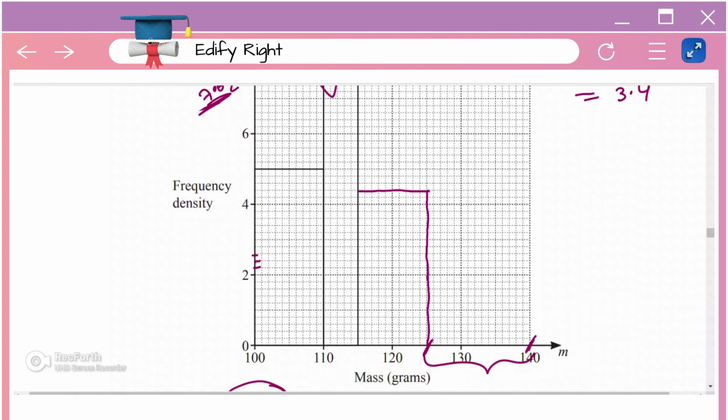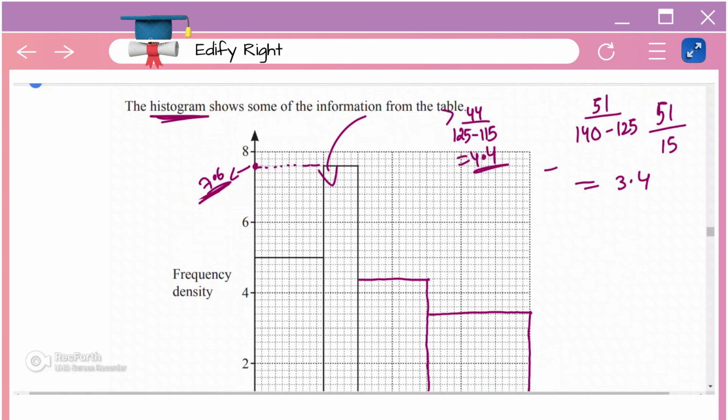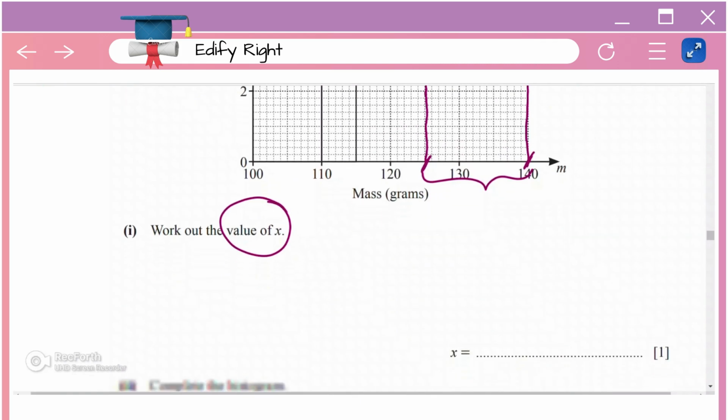So this is 3, 4. Yeah, this is 3. 3.4 would be somewhere over here. So let me just draw a line. Yep, let me rub these. Yeah, so this is my next box. So this is how you complete the histogram. You basically find out the height, or you basically find out the frequency density. Both of them mean the same thing. And just plot that in the histogram itself.